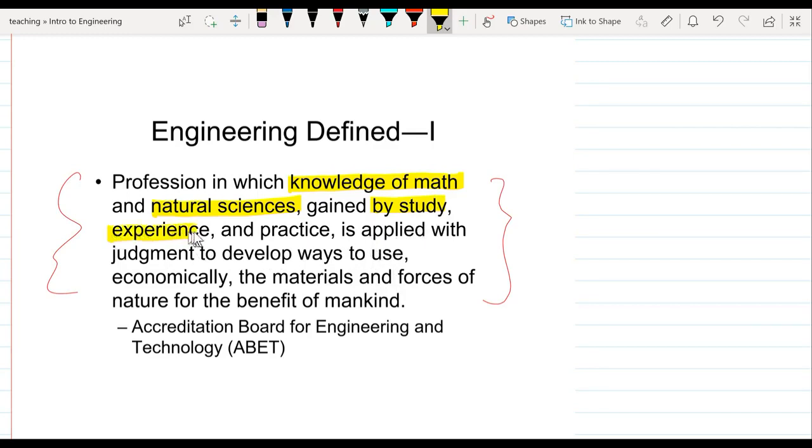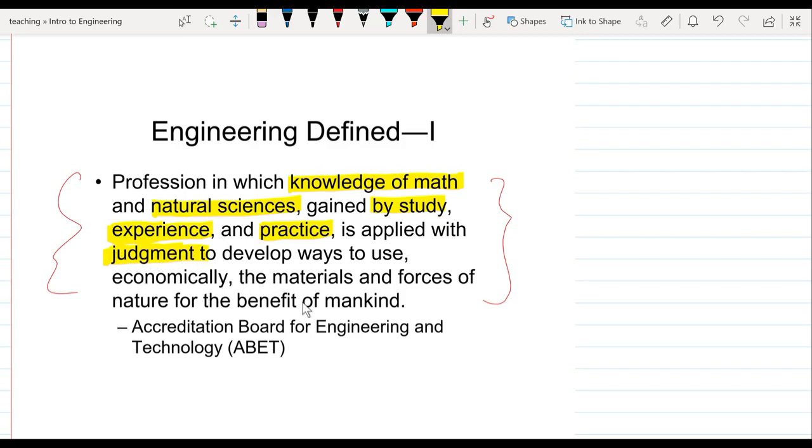Also experience. Over time, as an engineer, you get some experience and by practicing. So you get experience and practice. So we are talking about 3 ways of gaining this knowledge: 1, studying; 2, experience; and 3, practice. And these are how you gain this knowledge. And lastly, you must apply that knowledge with judgment, because we said you must be accountable.